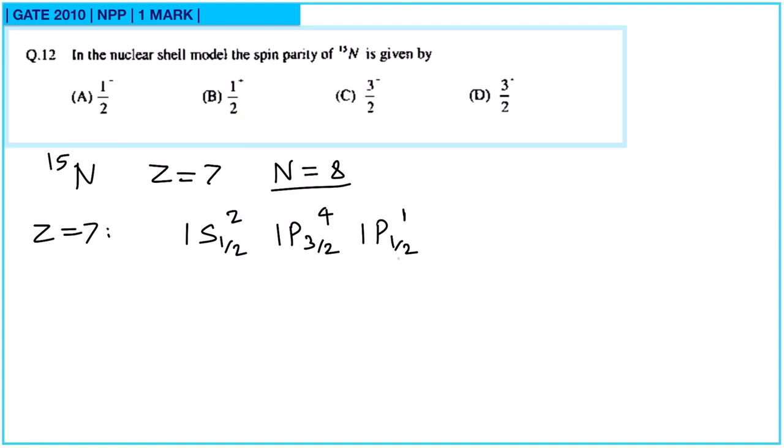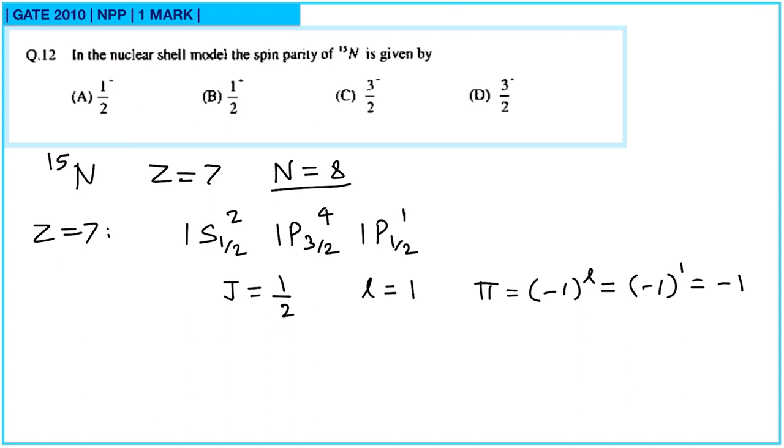So this will be 1. So the last case is this 1p 1 by 2 with 1. So that means J is 1 by 2. L will be, it is p orbital, so that means L is equal to 1. So parity is equal to minus 1 raised to L, that is minus 1 raised to 1, that is minus 1. So it will be odd parity. So the ground state will be J raised to pi, that is 1 by 2 raised to minus. So odd parity. So here option A is correct.